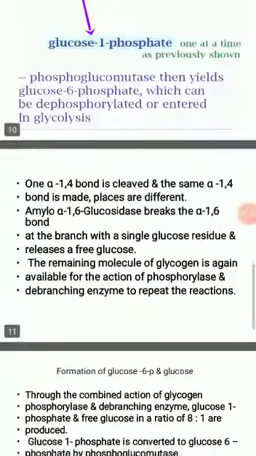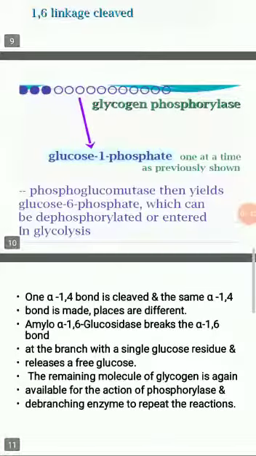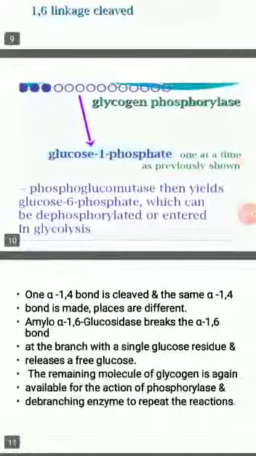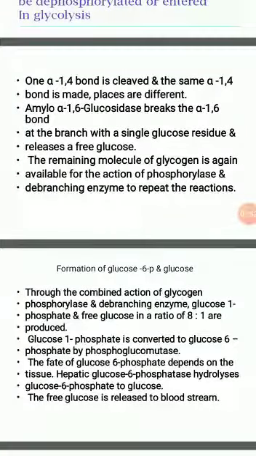So you can see here, through the combined action of glycogen phosphorylase and debranching enzyme, glucose 1-phosphate and free glucose are going to be produced in the ratio of 8:1. Here the glucose 1-phosphate is converted into glucose 6-phosphate by the action of the enzyme phosphoglucomutase, where you can see the particular fate of this glucose 6-phosphate depending on the tissue.